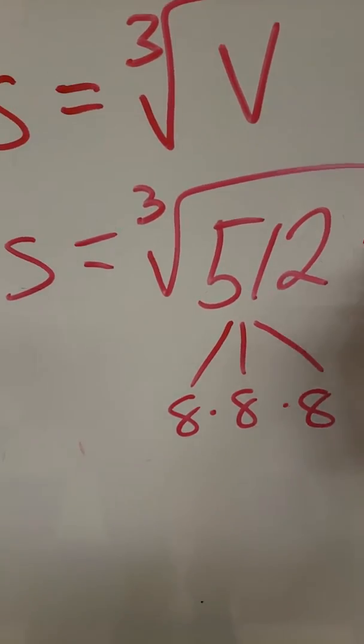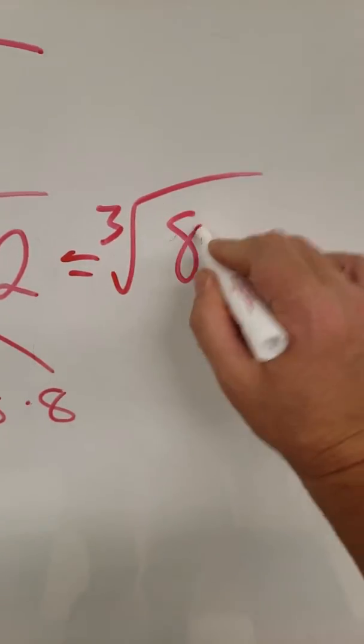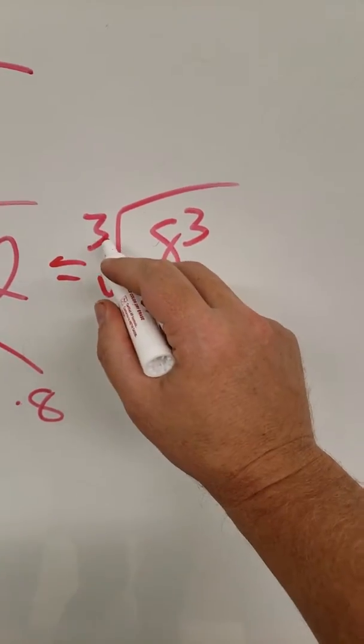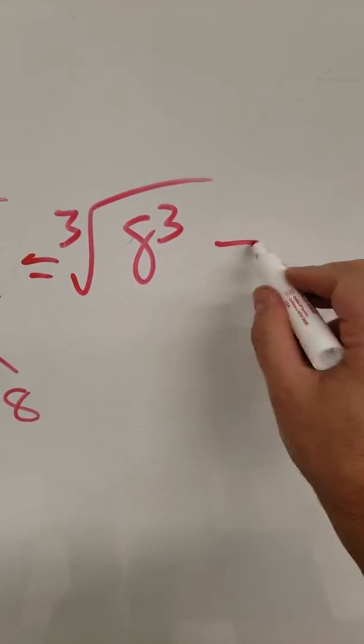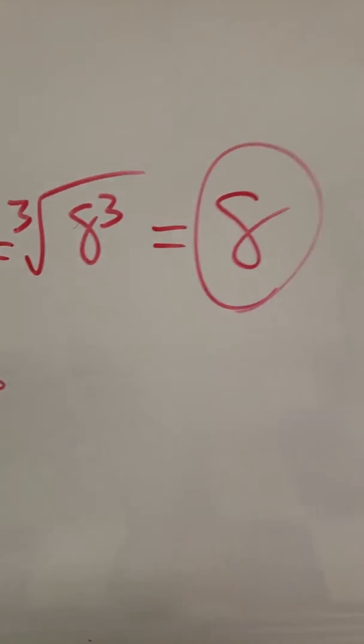So that means that the cube root of 512 is equal to the cube root of 8 to the third. The third root and the third power are inverse operations. They cancel each other out, and I'm left with just 8.